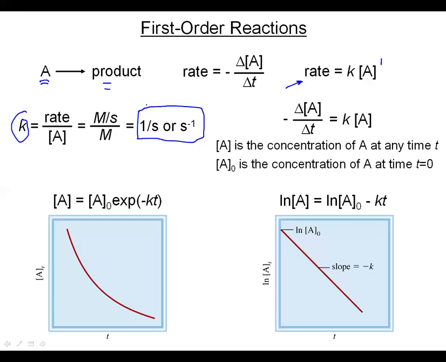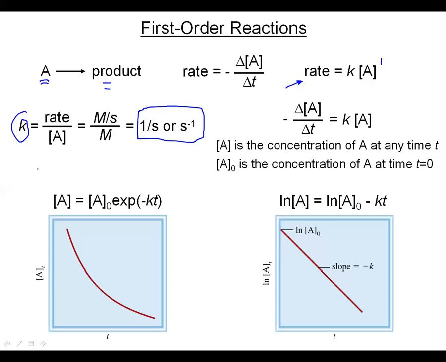That's really important to know because in a lot of problems, they will not say in flashing lights, hey, this is first order. They'll just give you the value of the rate constant, and they expect you to know from the units of the rate constant that it is a first order reaction.